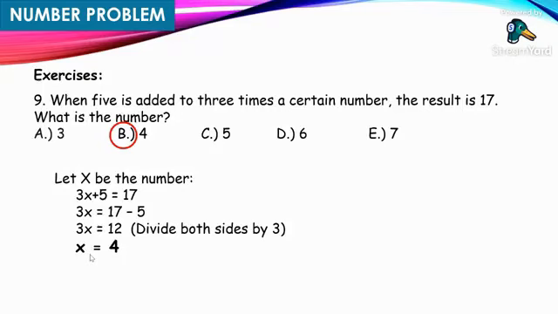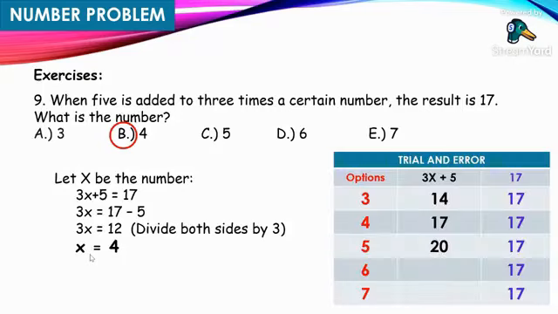When we're doing trial and error or guess and check, it should be this. So trial and error tayo. Options 3, 4, 5, 6. So mathematical expression natin is 3x plus 5. Dapat yung resulta is magiging 17. So pag 3, try natin si 3. 3 times 3 is 9 plus 5. So that is equal to 14. Let's try 4. So 4 times 3, that's 12 plus 5, that is 17.